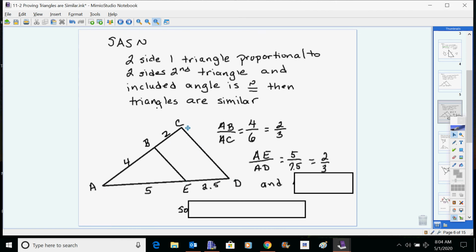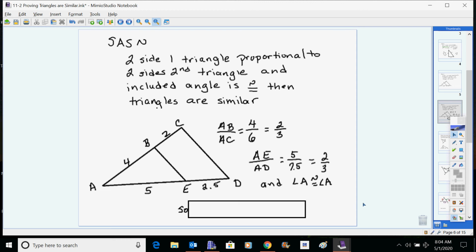Okay, so here's the thing. When we're comparing this triangle to this triangle, they both share this point right here. They both share this angle. Angle BAE is the same as angle CAD, and since they're the same angle, they are congruent because the reflexive property tells us that.